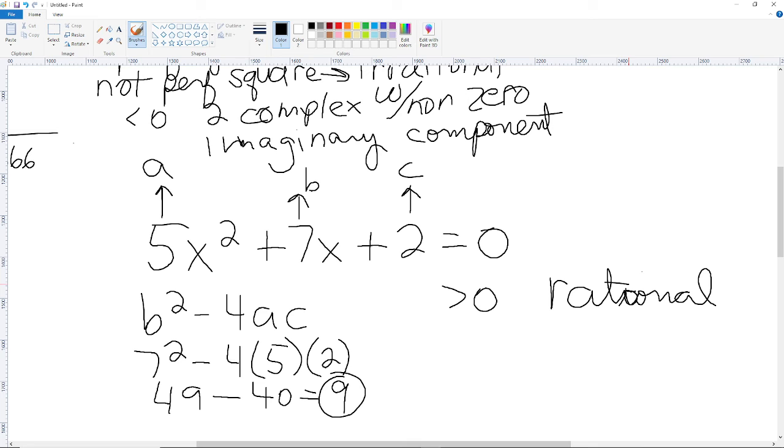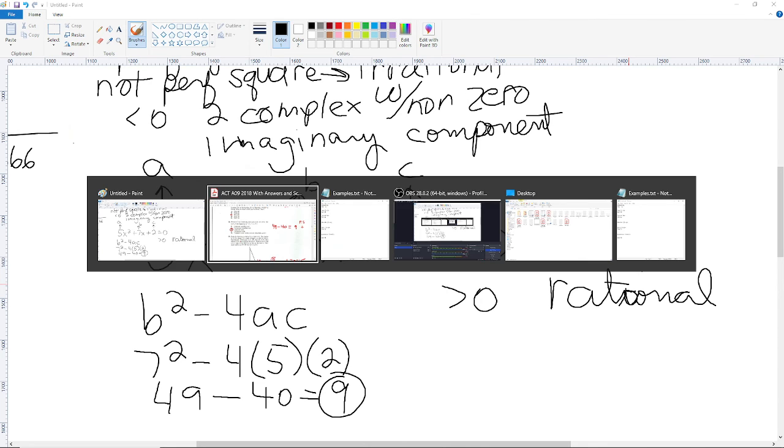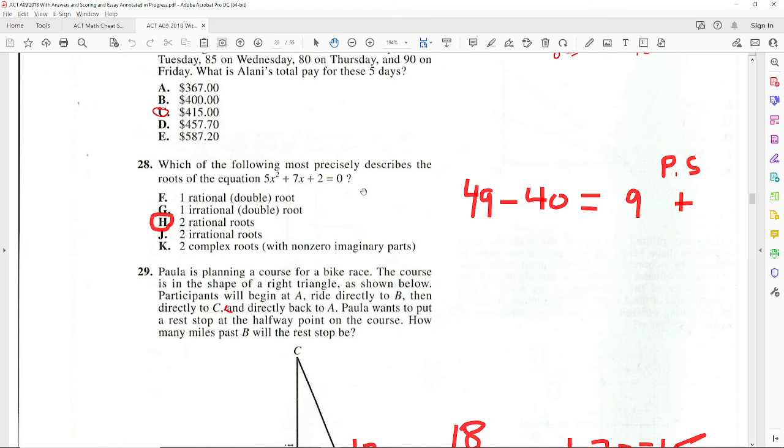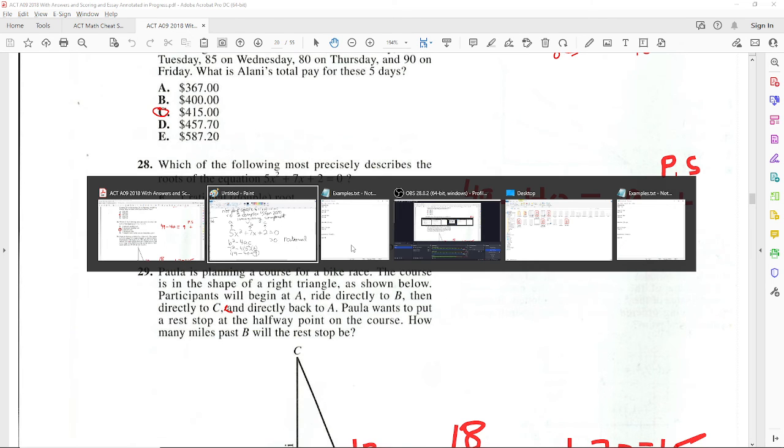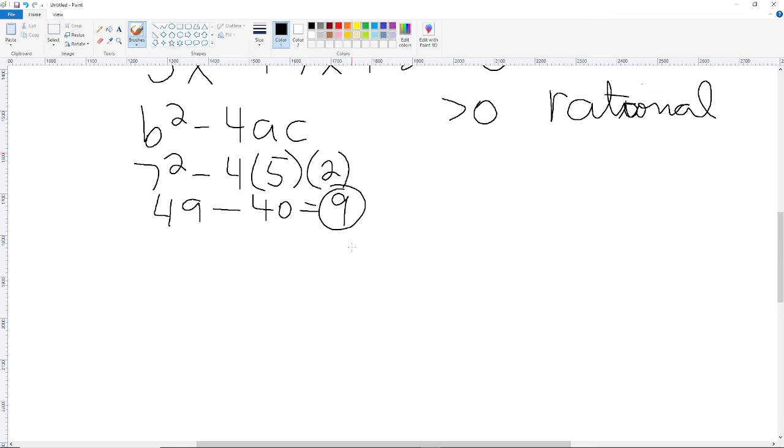All right, so greater than 0, it's a perfect square. So they're both rational solutions, and the answer is 2 rational roots. If it was 7, let's say, then they would be 2 irrational roots. If it would be negative 7, it would be 2 complex roots with non-zero imaginary parts, whatever you want to say. All right, I'm going to do another example.